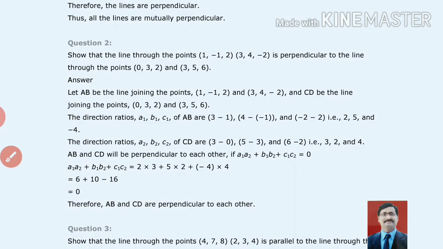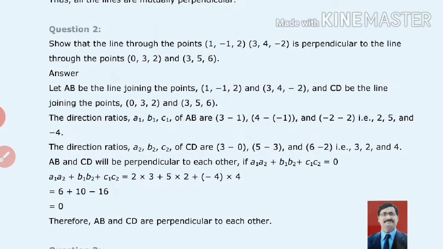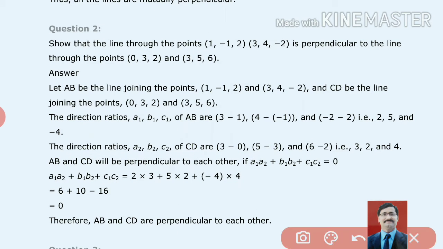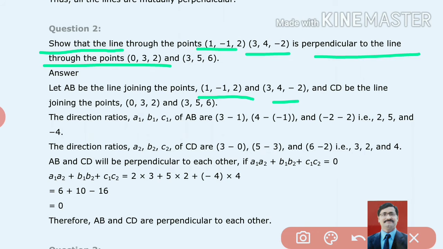Look at your question number two, you can check. Show that the line through the points (1, -1, 2) and (3, 4, -2) is perpendicular to the line through the points (0, 3, 2) and (3, 5, 6). So take the first line as AB, and for the second line, suppose it is the line CD. So there we have C and D.